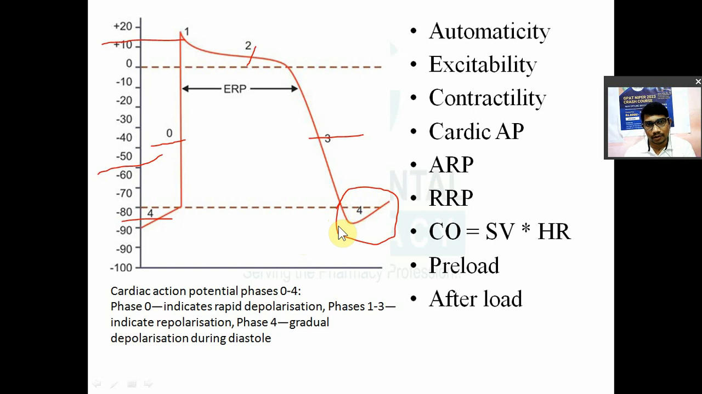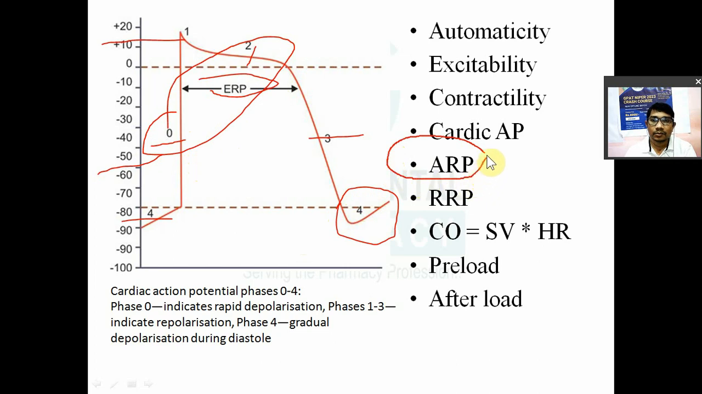So during phase 0 and phase 2, if a stimulus of any strength comes to your cell, the cell will not respond to that stimulus. This is known as the effective refractory period, or absolute refractory period. What is the relative refractory period? During phase 3 and phase 4, if another stimulus of a higher strength comes to the cell, it will respond and will undergo another cycle. This is known as the relative refractory period.